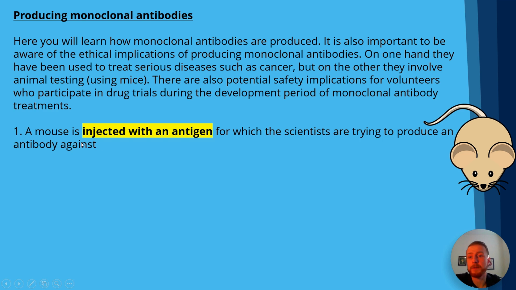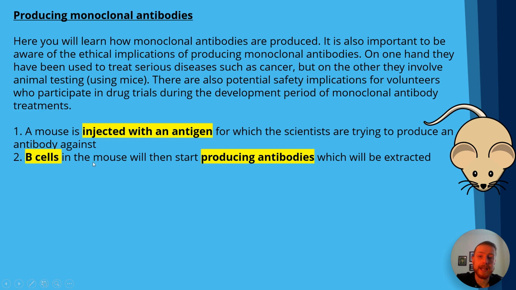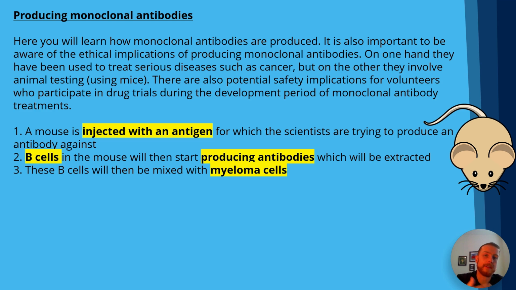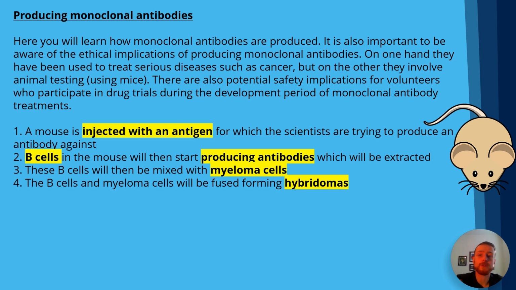Well, step one is a mouse is injected with an antigen for which the scientists are trying to produce an antibody against. The B cells in the mouse will then start producing antibodies, and they will be complementary to the antigen they've been injected with. So we'll extract those antibodies. Now, number 3, the B cells will then be mixed with myeloma cells, which are a type of cancer cell, and that's because myeloma cells divide rapidly.